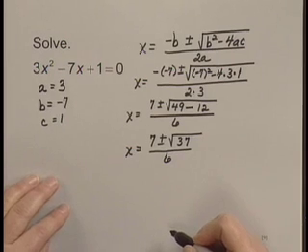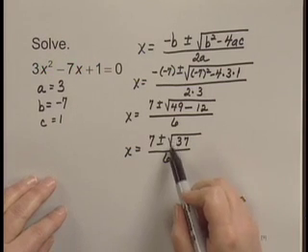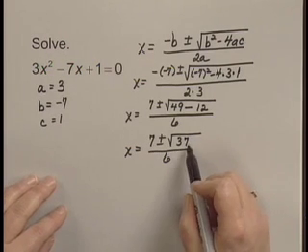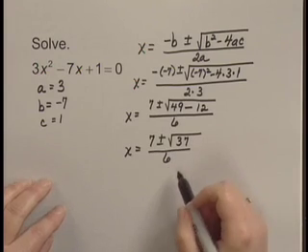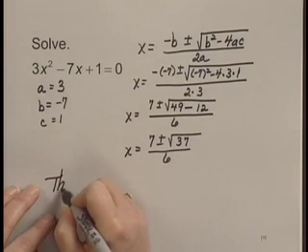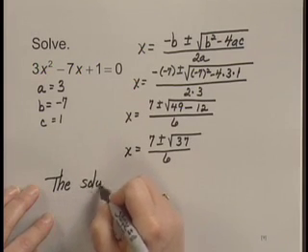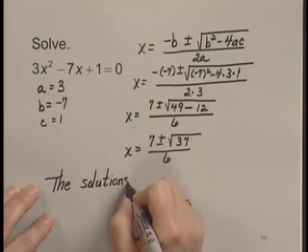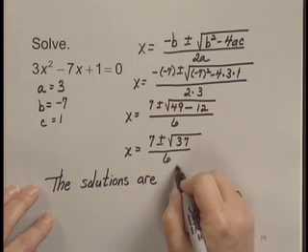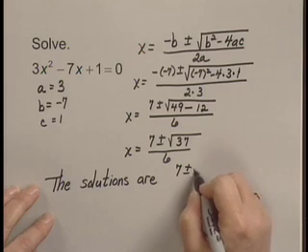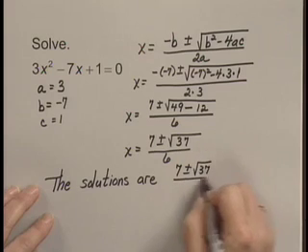In order to simplify any further, I would have to be able to simplify the square root of 37. 37 has no perfect square factors, so I'm finished, and I write the solutions are 7 plus or minus the square root of 37 over 6.